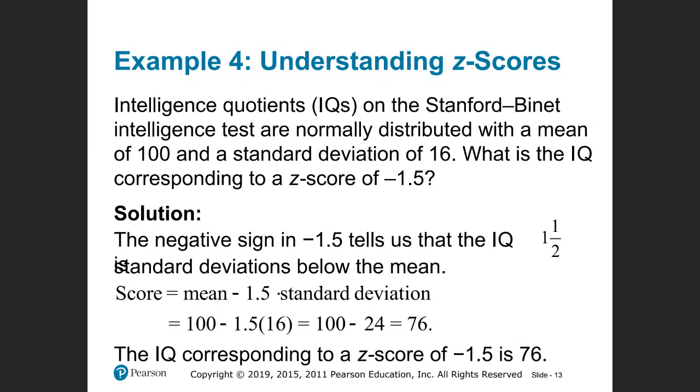The negative sign in negative 1.5 tells us that the IQ is 1.5 standard deviations below the mean. So the score is going to be the mean minus 1.5 times the standard deviation. The mean is 100, minus 1.5 times 16, which is the standard deviation. That is 100 minus 24, which is 76. So the IQ corresponding to a z-score of negative 1.5 would be 76.